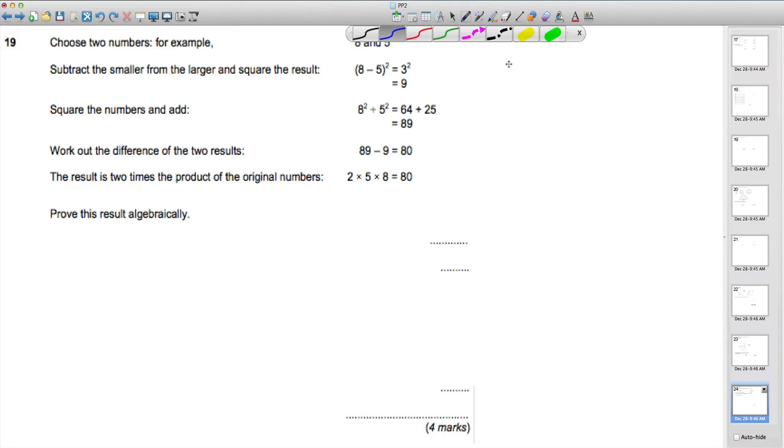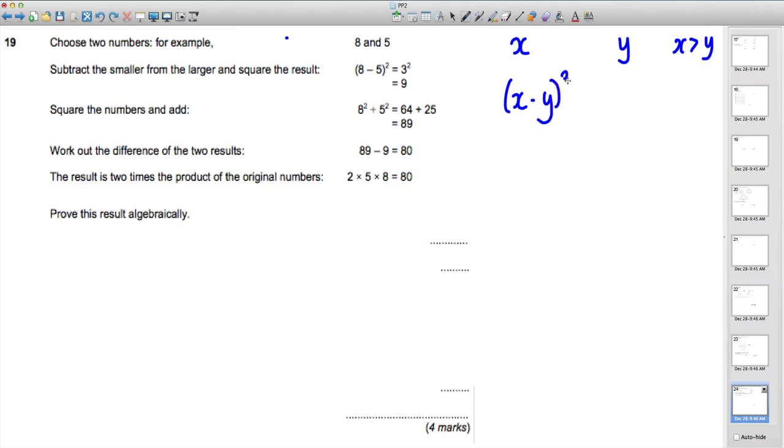Let's do it step by step, exactly what they do. Let's choose x and y. Let's assume x is bigger than y. It doesn't matter, we could make y bigger than x, whatever. Let's just pick x to be the bigger number. Subtract the smaller from the larger and square the result. Do x, take away y, and square it.